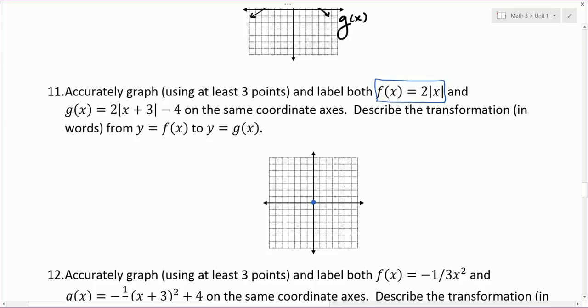Or you could just plug in a point as well. If you plug in 1 for x, you're going to get 2 for y. If you plug in -1 for x, you're going to get 2 for y. So however you want to come up with those points, I'm going to use the slope. So think of it as a fraction. Rise over run, up 2, right 1, to get my second lattice point, and up 2, left 1, because of symmetry, to get my third lattice point. So that's f.